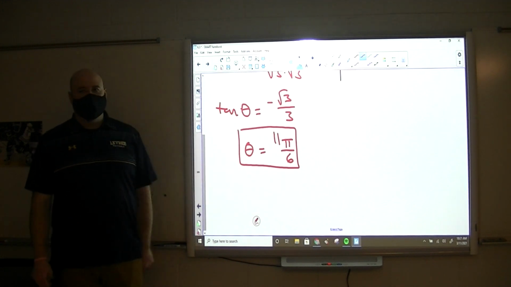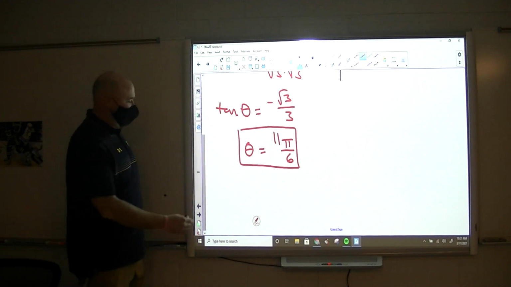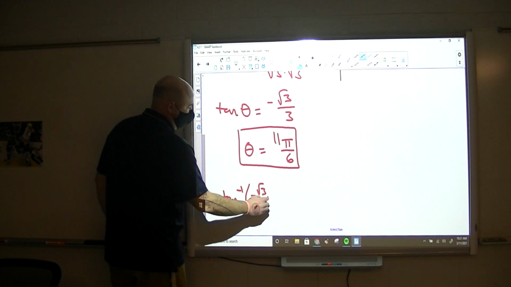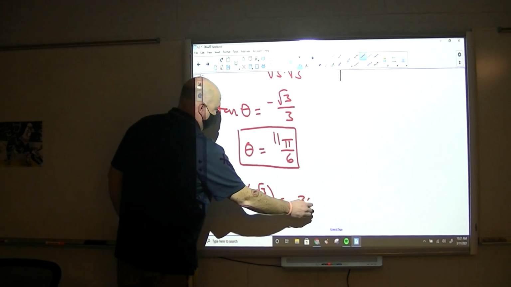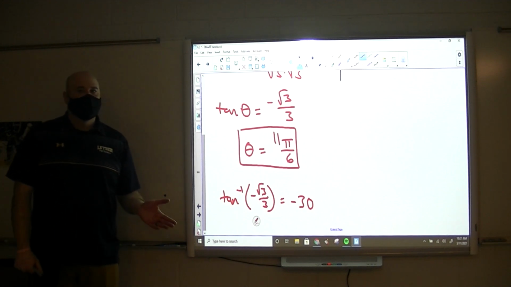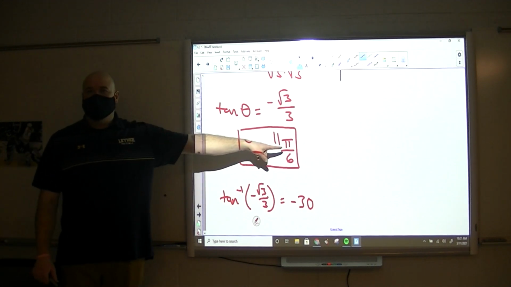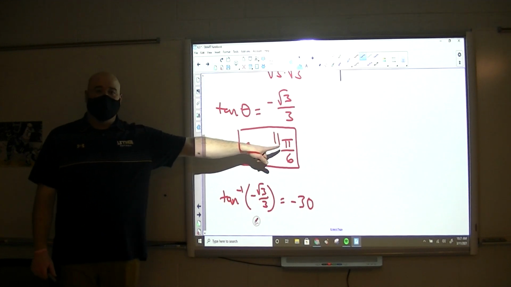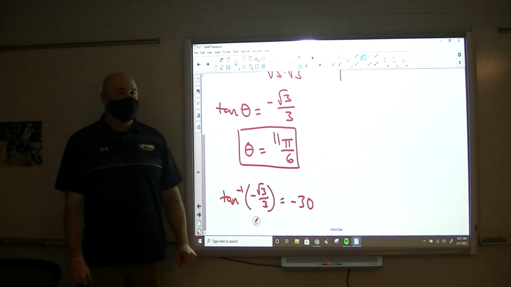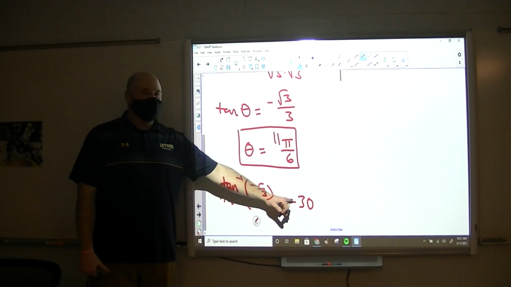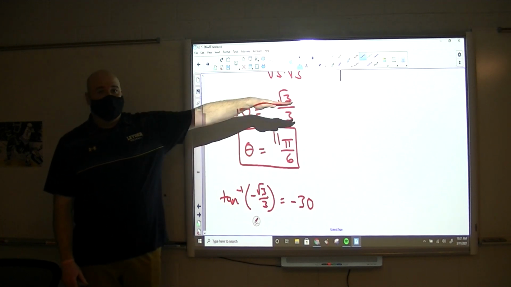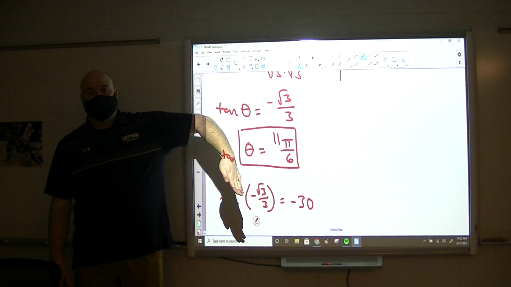Now, here's the thing. If you type this into your calculator, it's going to say negative 30, which isn't wrong, okay, but we probably should give this a positive angle measurement, and we give it in radians. If you want to do it in degrees, again, you're doing Math Excel, do whatever they want you to do, okay? But when this is negative, we're going to use the positive equivalent, and we're using radians. Negative 30 degrees means 30 degrees down, right?